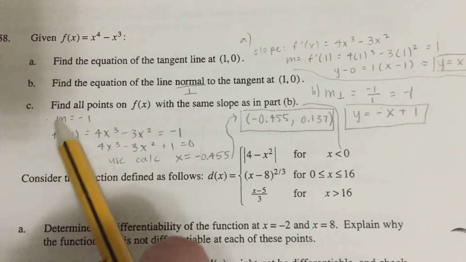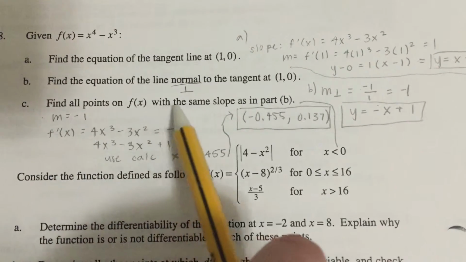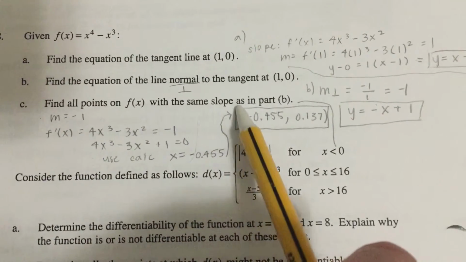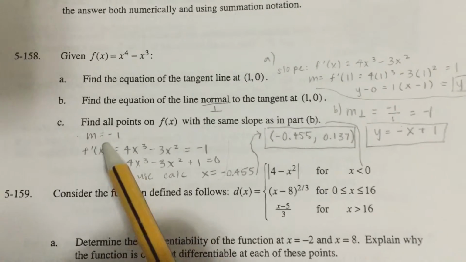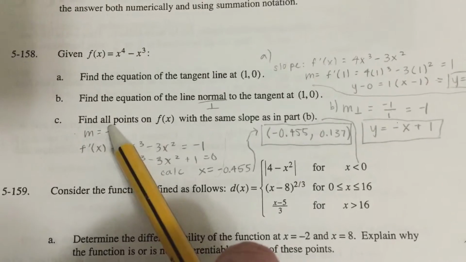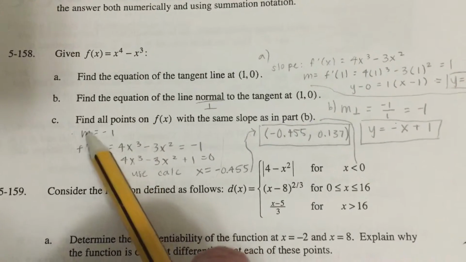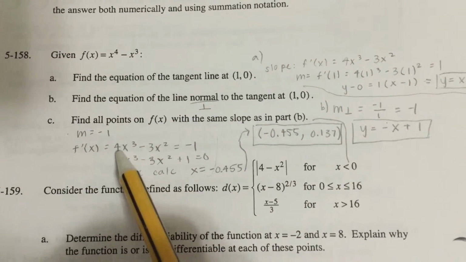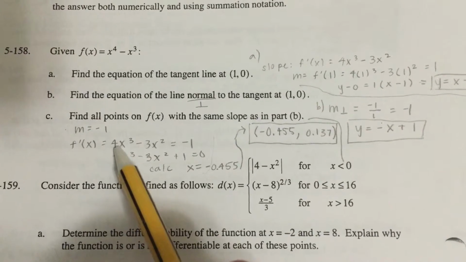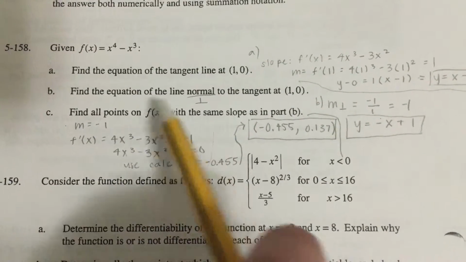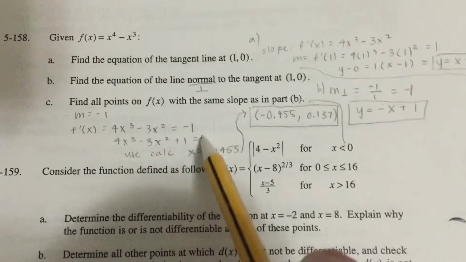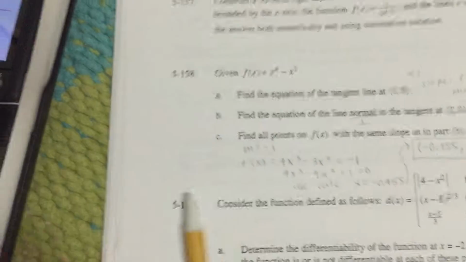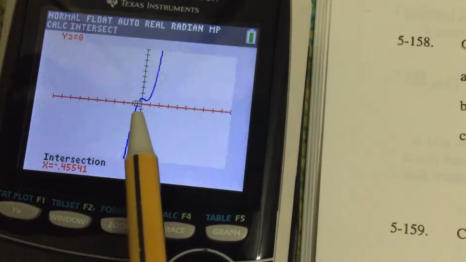And for C, it's find all the points on f of x with the same slope as in part B. So what I did was, we already know that the slope in part B is negative 1. So you basically just set f prime of x equal to negative 1, and you solve. And I put this in the calculator, I graphed it, and I saw where it intersected.